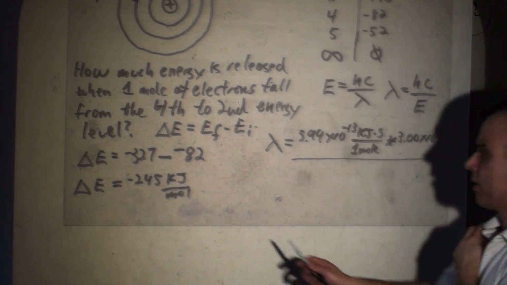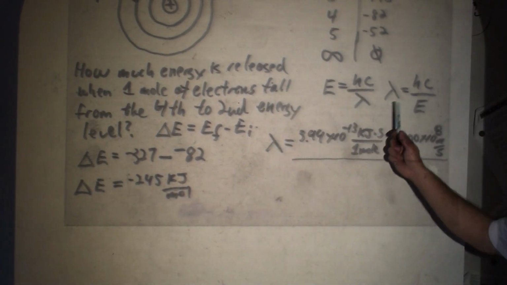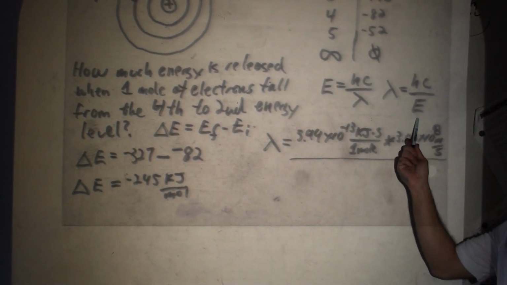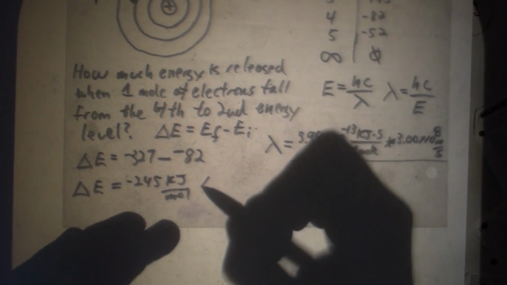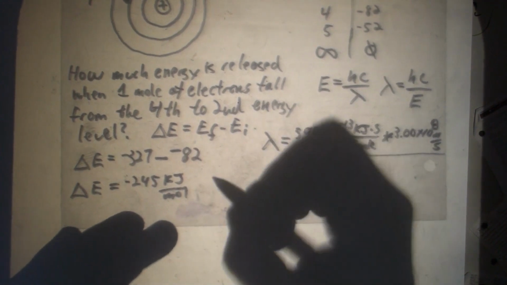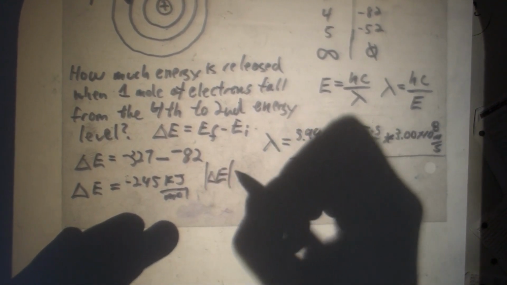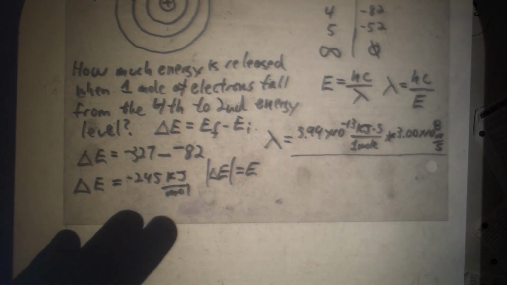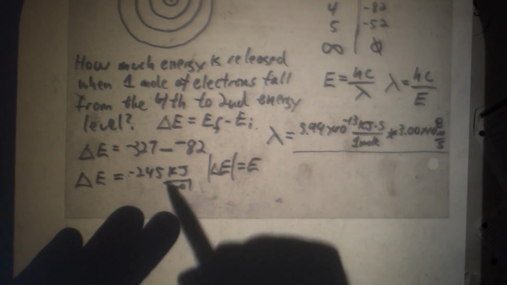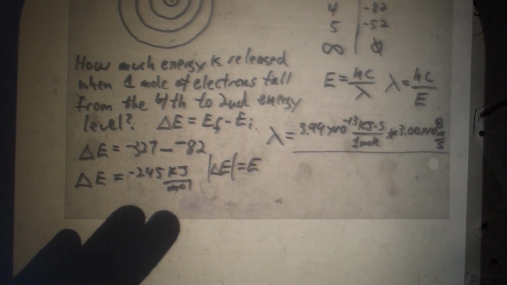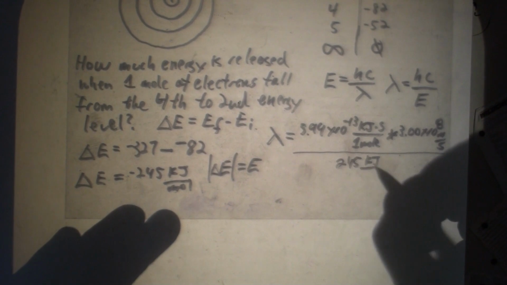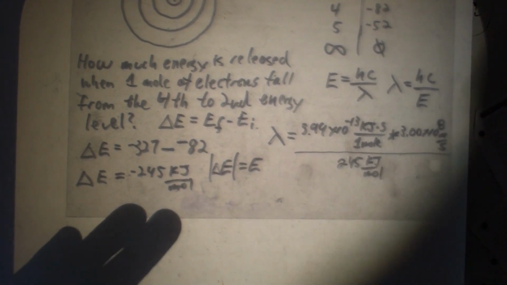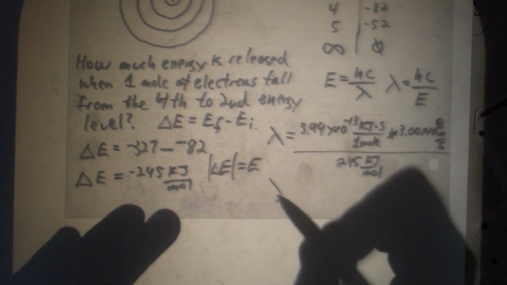Now, delta E is not the same as E. We have to turn delta E into E. And we do that by taking the absolute value. So the absolute value of delta E is E. Basically, we're just going to get rid of the sign. So when I plug in for E on the bottom here, it's not negative 245, it's just 245. So that gets rid of the negative sign.